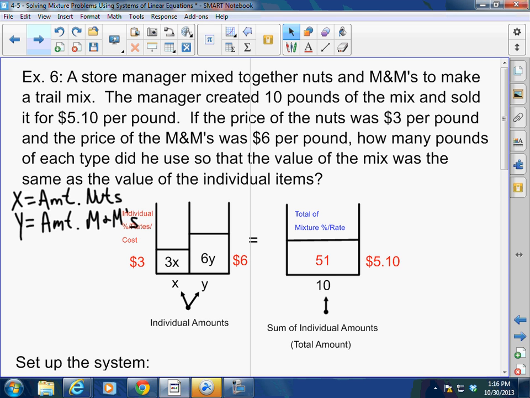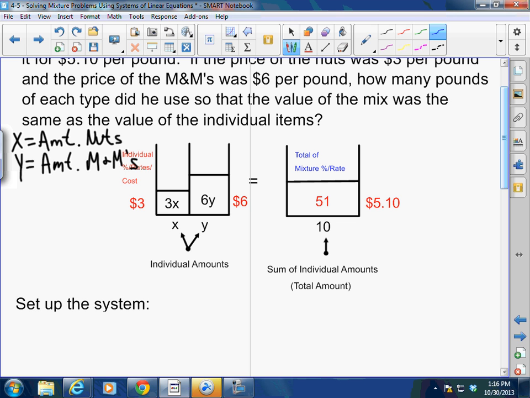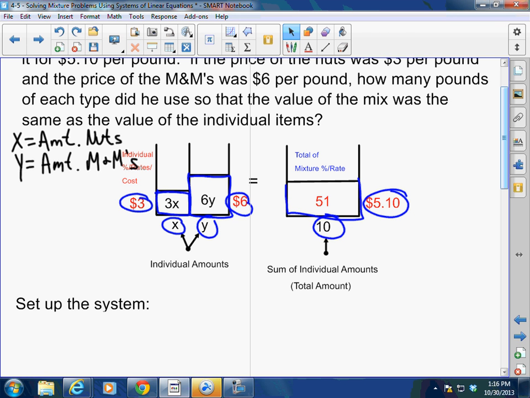Are you sure? We're talking about areas again, okay? Remember, areas. This rectangle, base times height. This rectangle, base times height. This rectangle, base times height. Yes, sir, I saw a hand here. Yes?